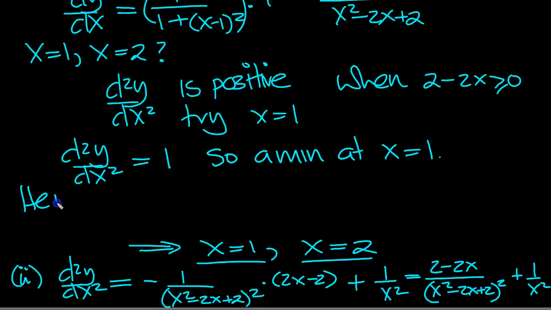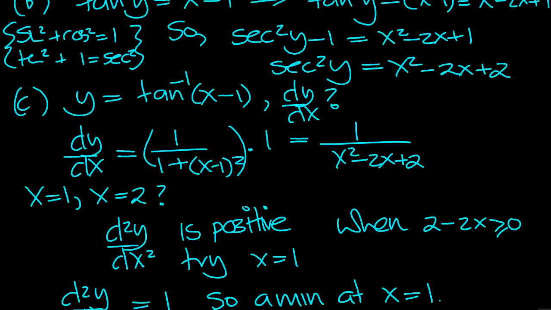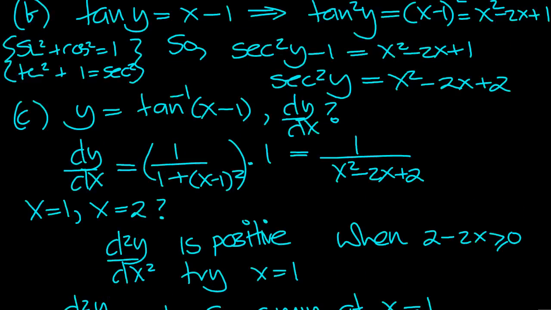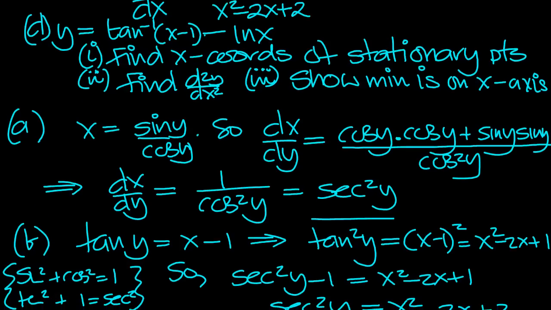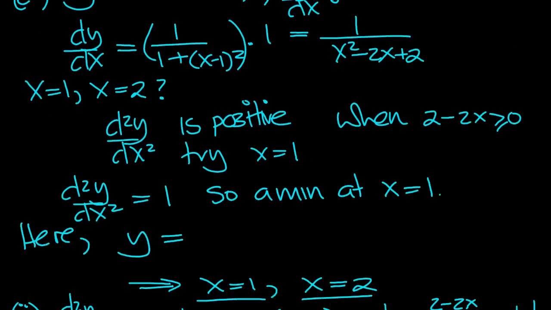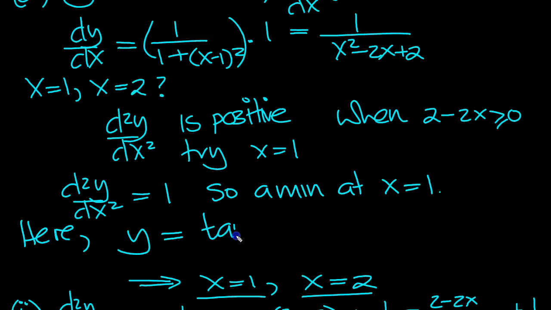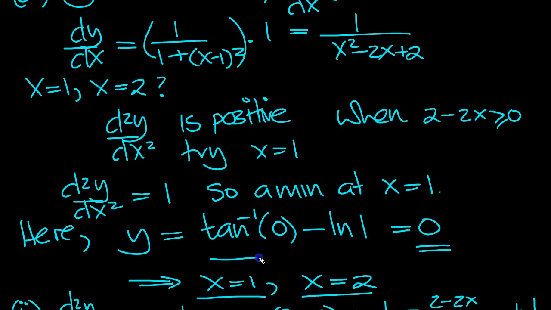Here, we need the y value to show it's on the x-axis, don't we? y is equal to then, when x is 1, so part D, arctan of 0 minus log 1. Tan to the minus 1 of 0 minus log of 1 is equal to 0. So that completes the problem.